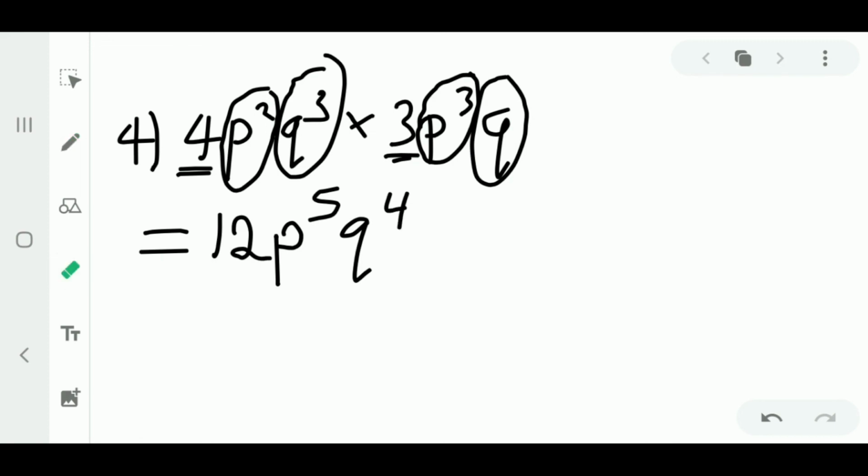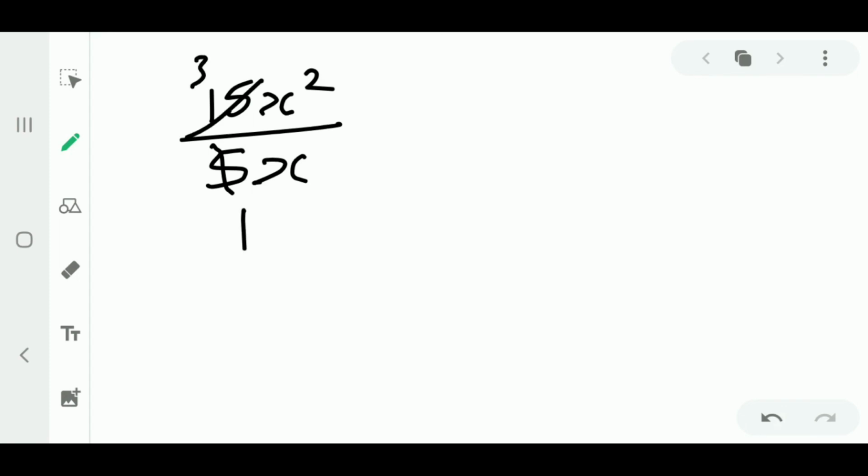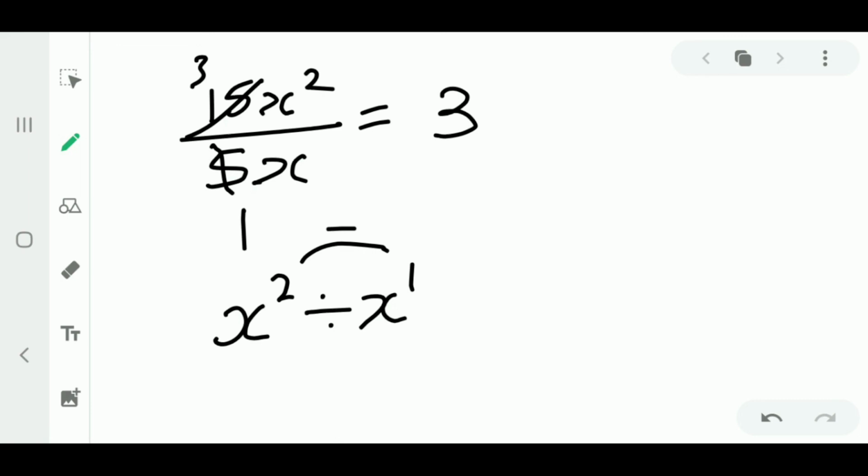So now we can try some with division. Let's say we have 15x squared divided by 5x. Now, just like a while ago, if we are multiplying the same bases, we add the powers. When we are dividing the same bases, we subtract the powers. So let's go. 5 into 5 goes 1, and 5 into 15 goes 3 times. So this is 3. So now we have x squared divided by x to the 1. So we subtract the powers. So that means we have 3x.